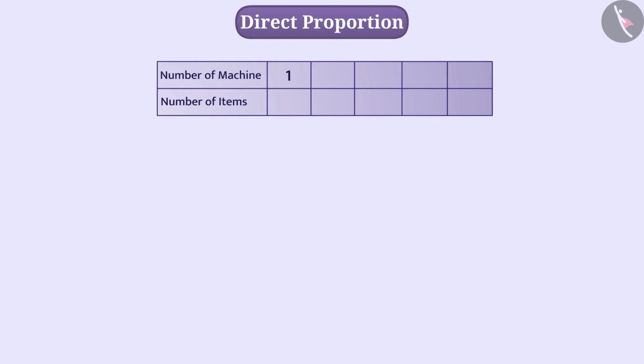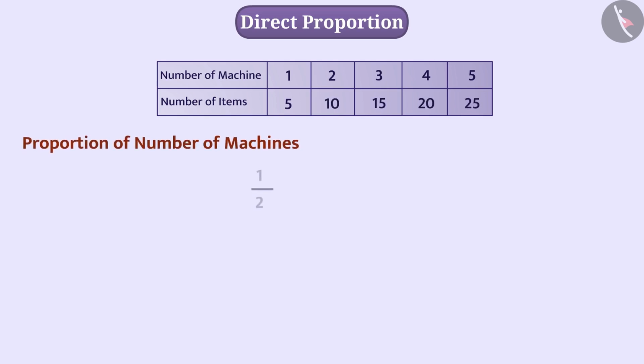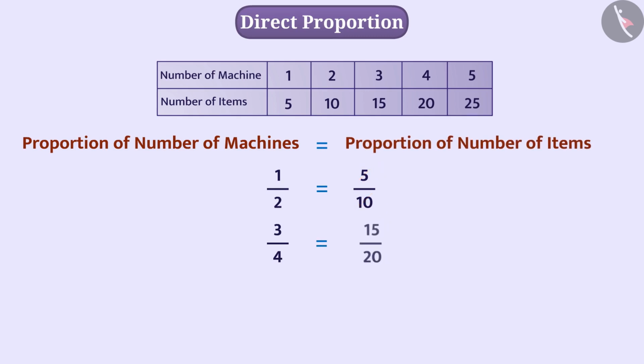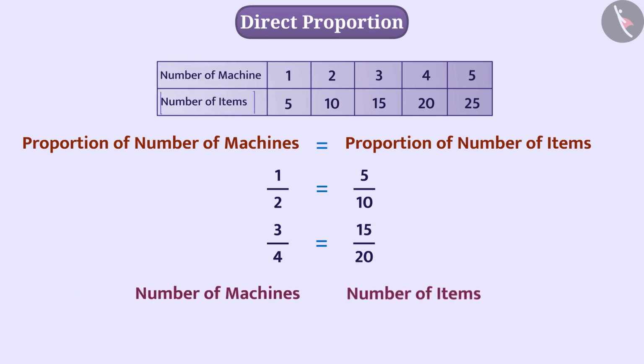A machine makes a few items in a day. If we increase the number of machines, what will be the effect on the number of items produced? Think. Yes, here the number of machines will increase or decrease, and in the same proportion the number of items will also increase or decrease. Therefore, we can say that the number of machines and the number of items are directly proportional.